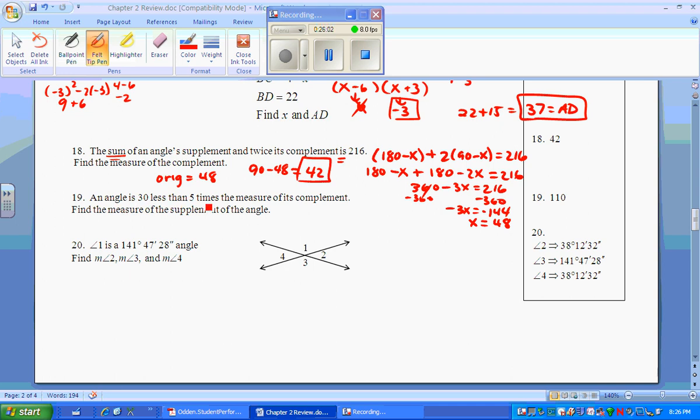19. An angle is 30 less than 5 times the measure of its complement. So here's your equal sign, and we'll put this information here. So x equals 5 times the complement, which is 90 minus x, less than that, so that's minus the 30 at the end. x equals 450 minus 5x minus 30. Add 5x this way, so that means 6x, and this side became 420. So x ends up equaling 70.